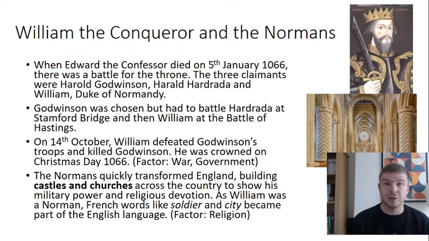Godwinson was chosen by the Witan to become king, but the other two claimants were deeply unhappy about this. So he had to battle Hardrada at the Battle of Stamford Bridge and then William at the Battle of Hastings. Now Godwinson defeated Hardrada but then succumbed to William at the Battle of Hastings. So on the 14th of October, William defeated Godwinson's troops and he killed Harold Godwinson. And William was crowned king on Christmas Day 1066.